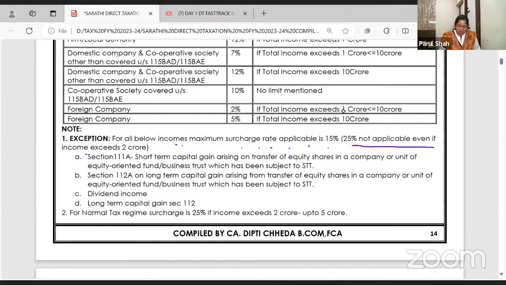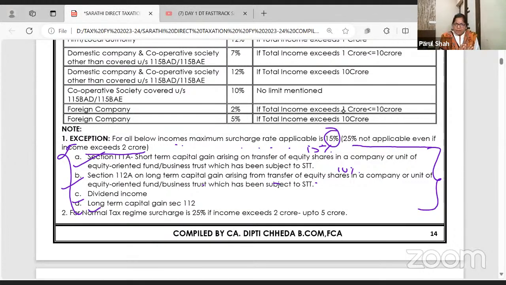25% surcharge is not applicable to short-term capital gain on shares, which has a rate of 15%. Long-term capital gain on shares at 10%, dividend income and other long-term gains. These four are the incomes on which the highest rate of tax is only 15%.